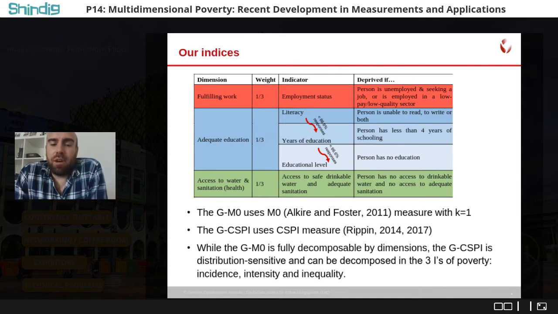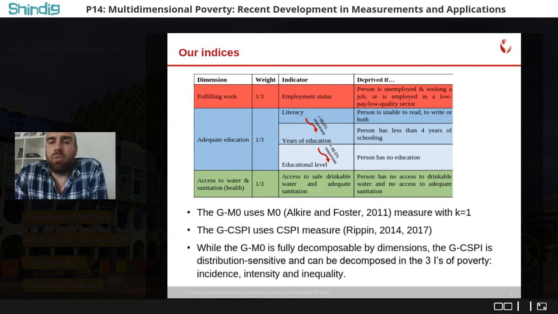And for the health variable, we use access to water and sanitation. This is a proxy for health, and this is also because there are problems in finding variables related to health. And we consider an individual as deprived if the person has no access to drinkable water and has no access to adequate sanitation. One limitation that we also mention in the conclusion is that this variable is at the household level, not at the individual level. Again, it's because of data constraints.